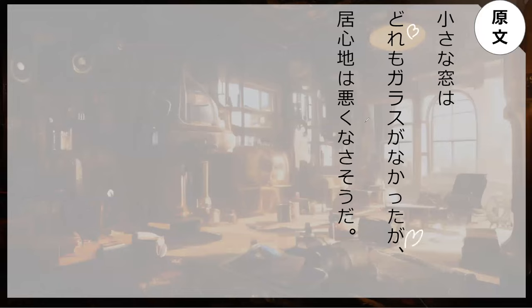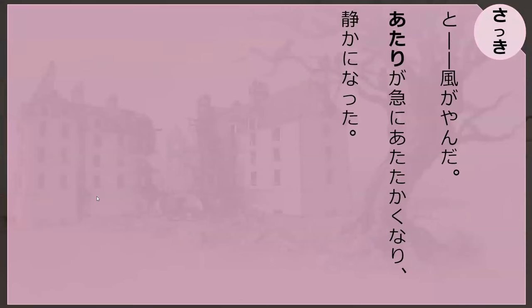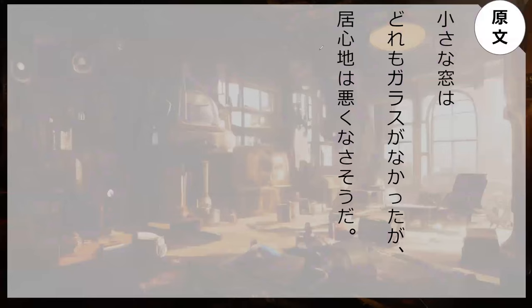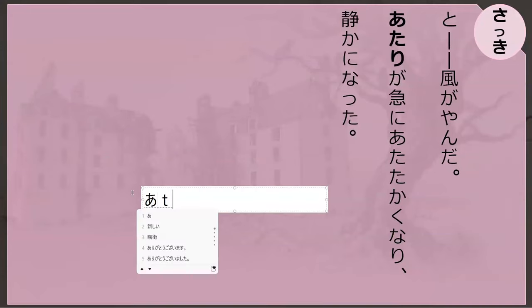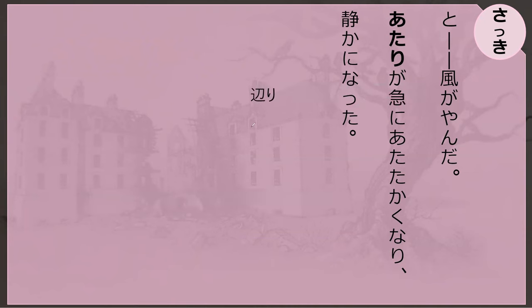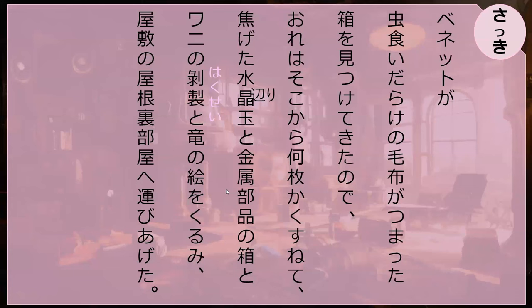However, it doesn't seem bad. The place doesn't seem bad. Warukunasasou. Vibes check out, it doesn't seem that bad. The comfort of the place doesn't seem bad. Perfect. And do you know what atari means? It is specifically the atari with this kanji. The surroundings. Yes, the surroundings. Perfect.